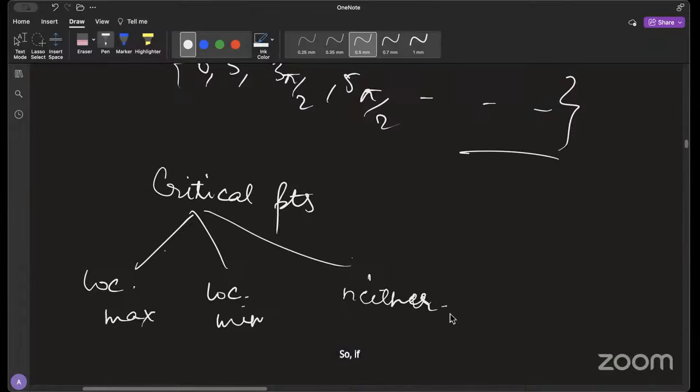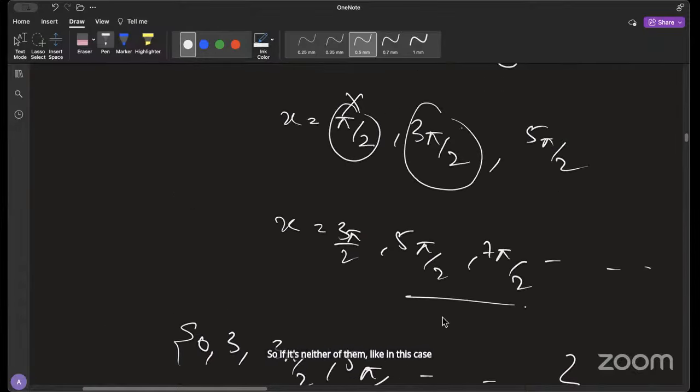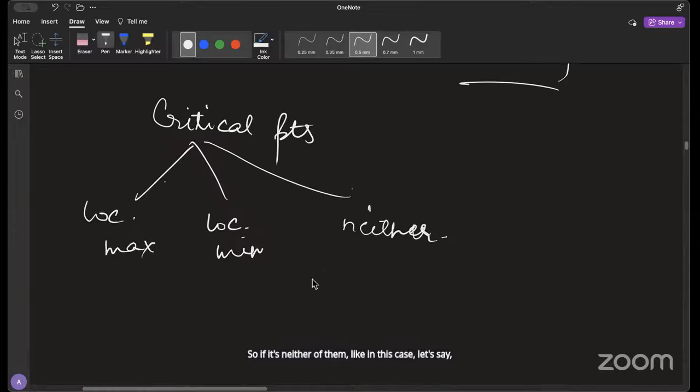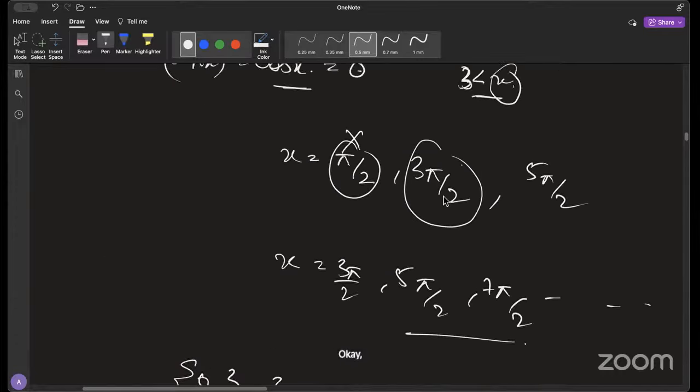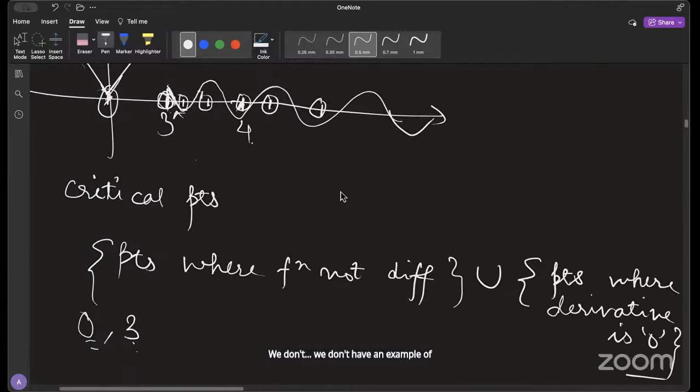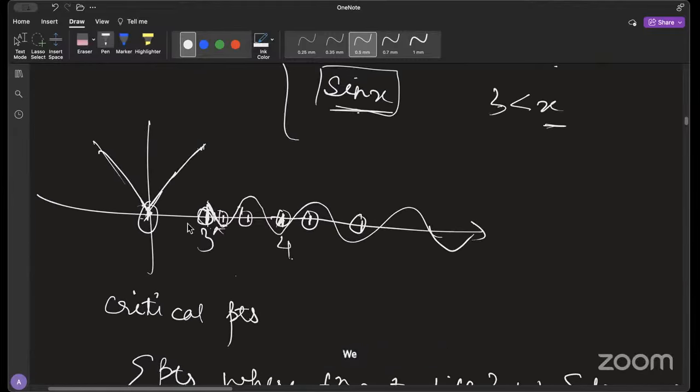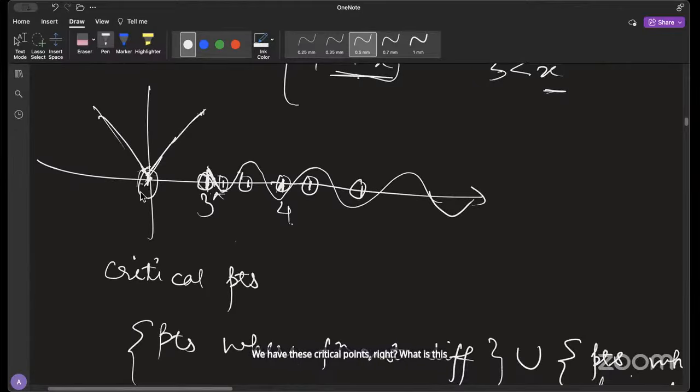If it's neither of them, like in this case, let's say, do we have... okay, we don't have an example of neither of them. We have these critical points, right? What is this? Can you classify this one? Is it a local maxima or local minima? That is a local minima, 0. This is the local minima. What about this one? 3. And then this one.